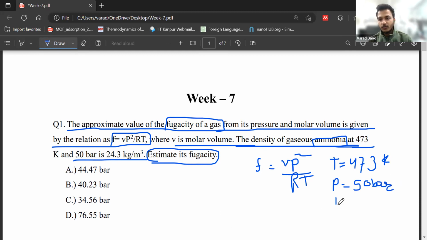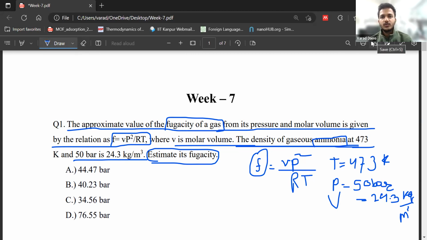Molar volume has not been given, rather mass density has been given as 24.3 kg per meter cube. So mass density is nothing but density, let us say it's V. What we are asked to find is the value of the fugacity. So I hope the question is clear to everyone. If the question is unclear, you can ask. For those who are clear with the question, you can try to solve it. I'll give you a couple of minutes to solve and try.